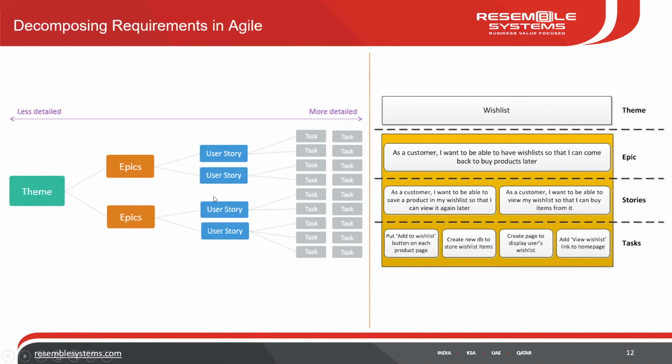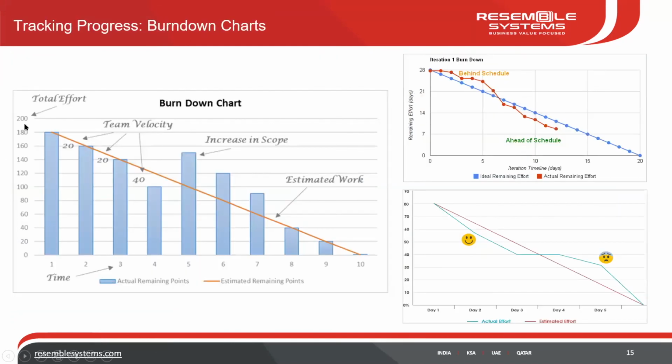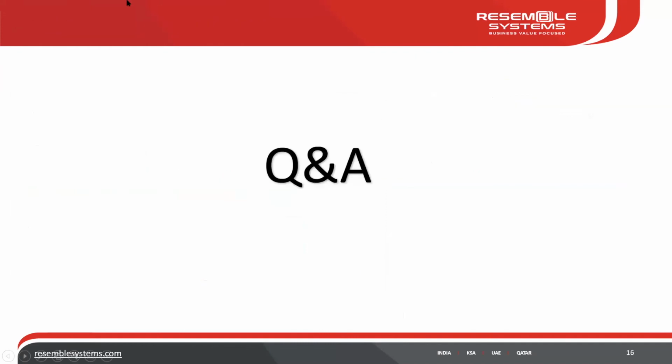But the estimation is done at a user story level, and it is also tracked at a user story level by giving points to each of them. The task depends on the team on how soon or how they want to complete it. So with this, I stop here, and I leave the session now open for question and answer.